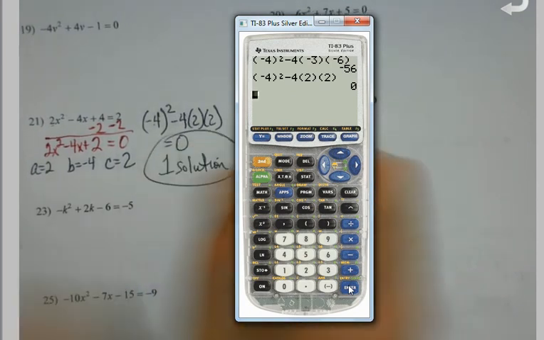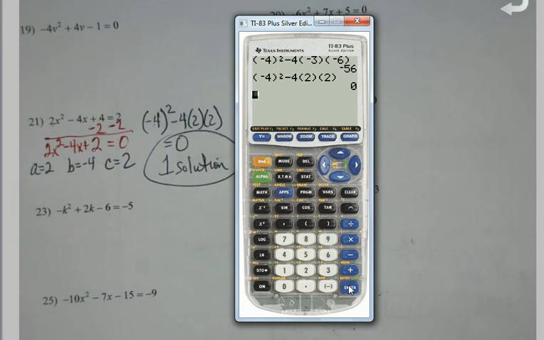And yes, you have to put how many solutions there are going to be at the end of it, because that's the whole point of doing the discriminant, is to figure out how many answers are going to be on there to be correct or incorrect.